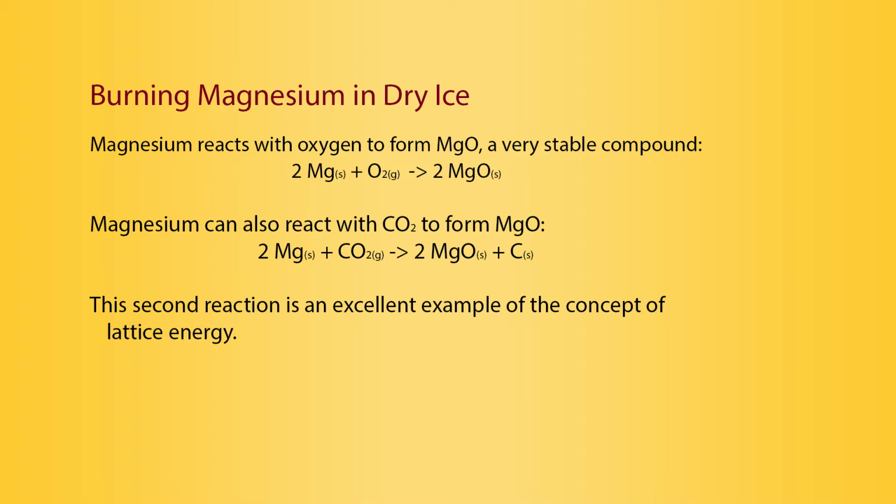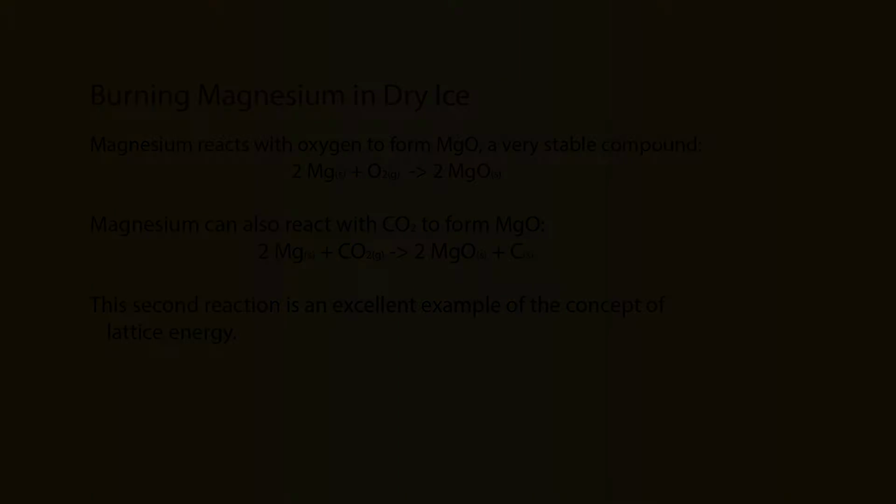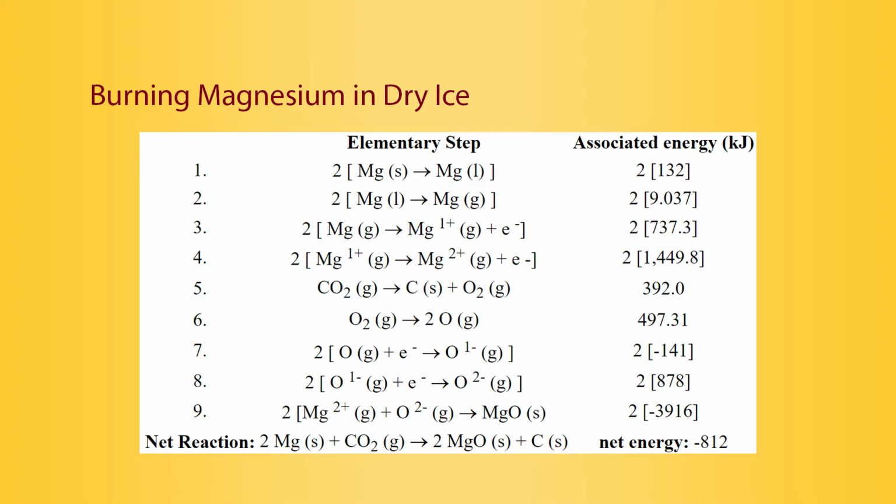This second reaction is an excellent example of the concept of lattice energy. In this slide, you can see each of the elementary steps used in calculating the overall lattice energy and net energy for this reaction. The reactants are separated into gaseous ions, and then they recombine to form the final products, magnesium oxide and carbon. Looking at the associated energy of each of the elementary steps, we see that the formation of magnesium oxide, which is very highly stable, is a lot of what drives the net energy of this reaction.